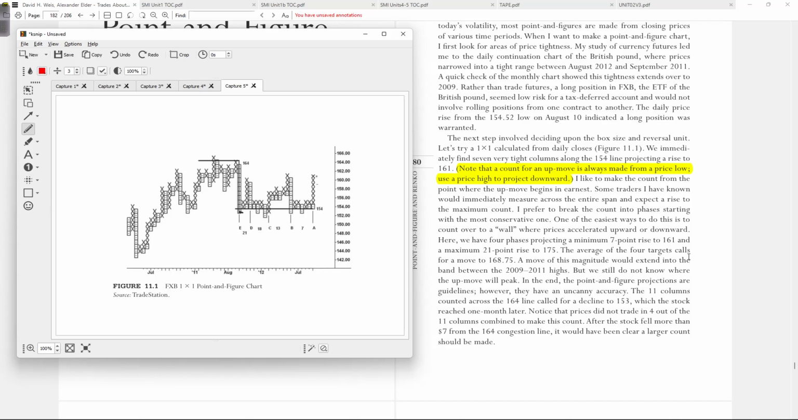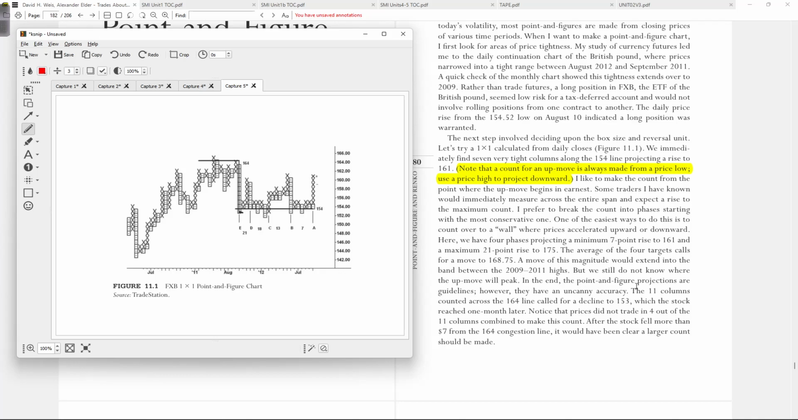Here we have 4 phases projecting a minimum 7 point rise to 161, a maximum 21 point rise to 175. The average of the 4 targets calls for a move to 168.75. A move of this magnitude would extend into the band between the 2009 to 2011 highs, but we still do not know where the up move will peak.